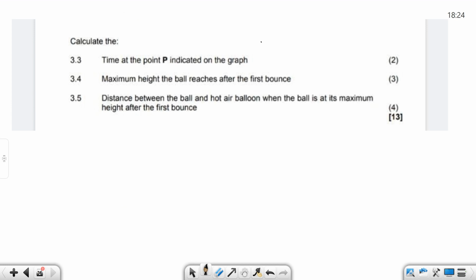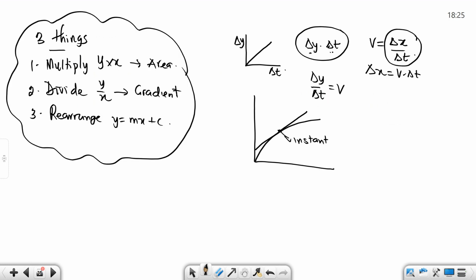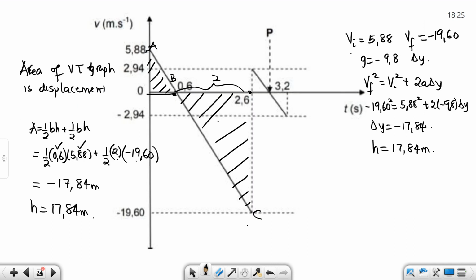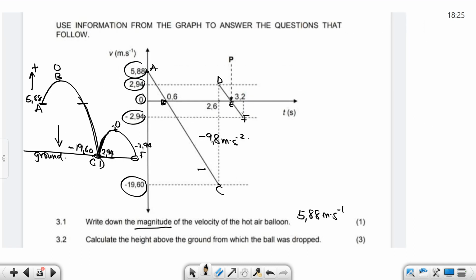So, time at P would be equal to what? Is it 2,6 plus 3,2 divided by what? 2. What's your answer? 2,9 seconds. We're done. Calculate the maximum height the ball reaches after the first bounce. After the first bounce. Let's check. Let me go to my diagram. Where is the maximum height after the first bounce? What letter represents that?